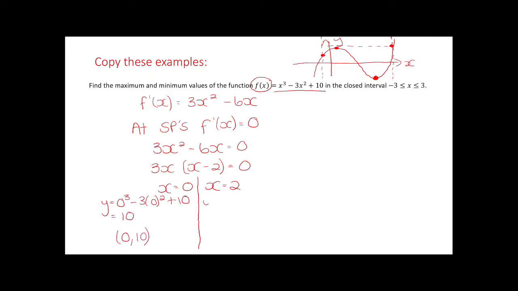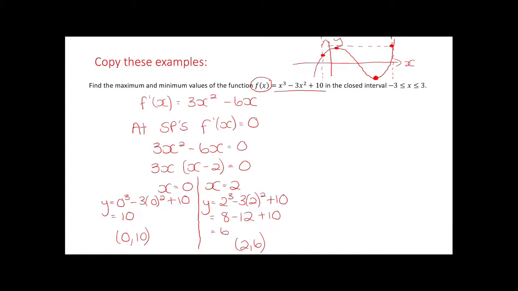When x is equal to 2, y is going to give us 2 cubed minus 3 times 2 squared plus 10. So 2 cubed is 8, 2 squared is 4, times it by 3 gives us 12. Add on 10, so that's going to give us 6. So that gives us the coordinates of 2, 6. So if we had 0, 10 as one of our points and 2, 6 as one of our points, we would then go on to find out the nature of them.